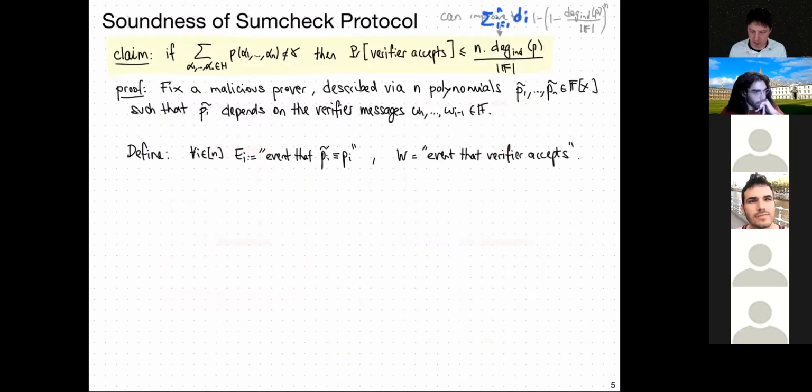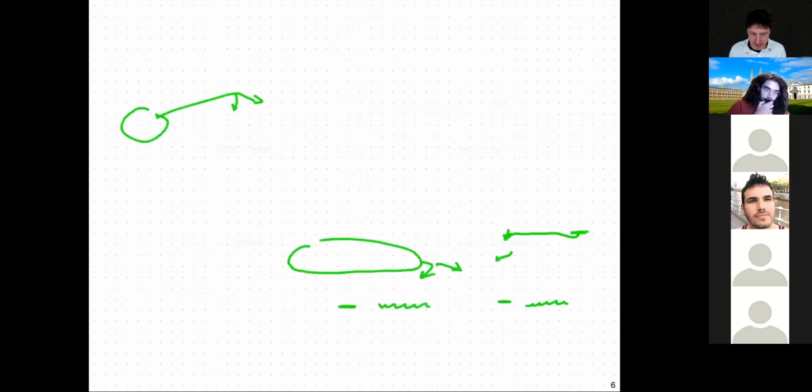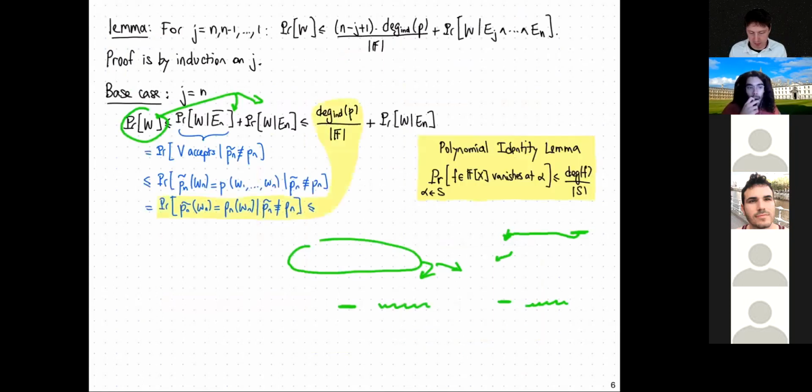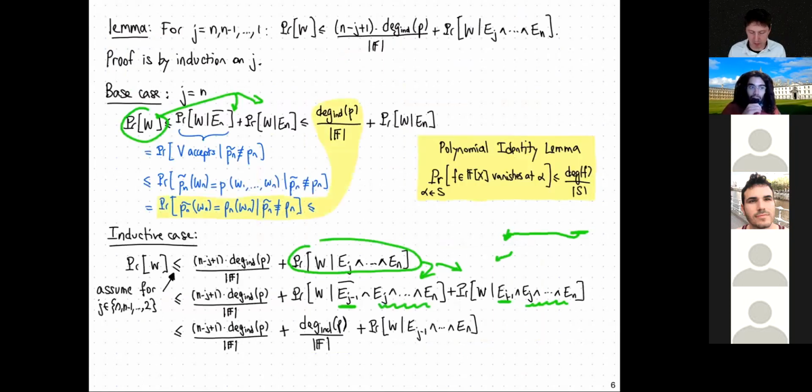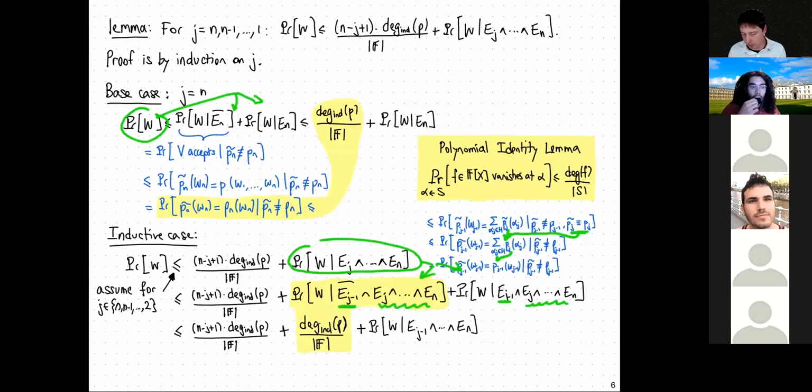Okay, so we got till the end of the analysis. We're not always going to be so precise, but for the first analysis of the Sumcheck protocol, it makes sense to write it out explicitly so that you can really follow every step.